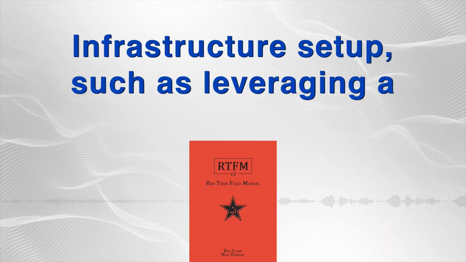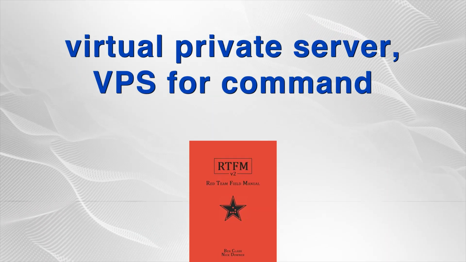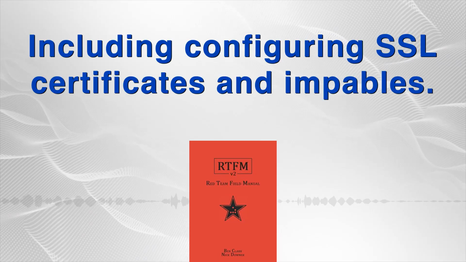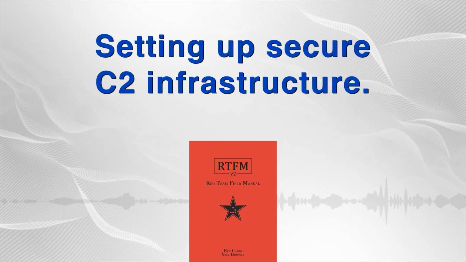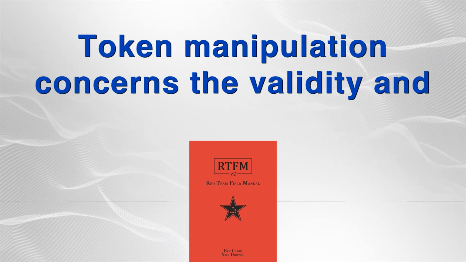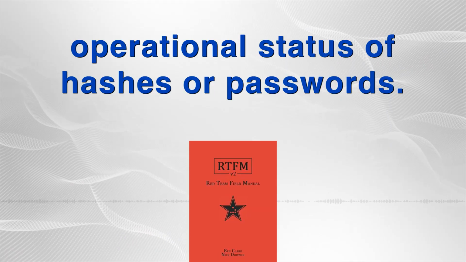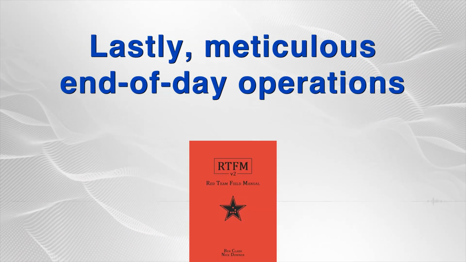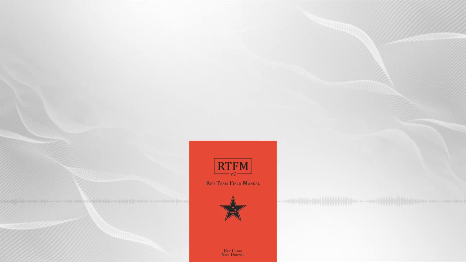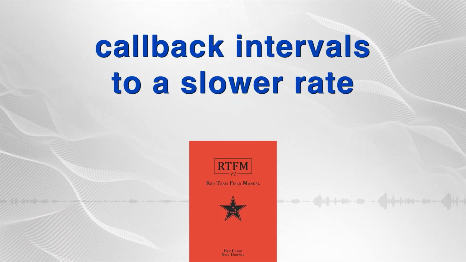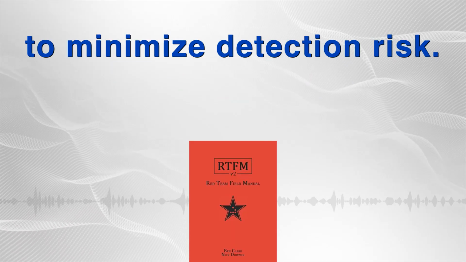Infrastructure setup, such as leveraging a virtual private server, VPS, for command and control, is discussed, including configuring SSL certificates and IP tables. Setting up secure C2 infrastructure. Token manipulation concerns the validity and operational status of hashes or passwords. Lastly, meticulous end-of-day operations are crucial. Cleaning up properly, including reverting credentials and adjusting implant callback intervals to a slower rate to minimize detection risk.